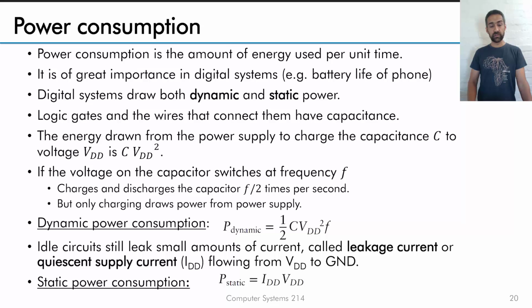So your digital system draws both dynamic and static power, meaning power that is there even if nothing changes, and then the power that is required to change state. So the dynamic power is obviously when a 0 goes to a 1, there'll be dynamic power consumed, and to maintain that 1 or to maintain the 0 will require static power. Logic gates and the wires that connect them all have capacitance, and that's really why there's this dynamic power requirement.